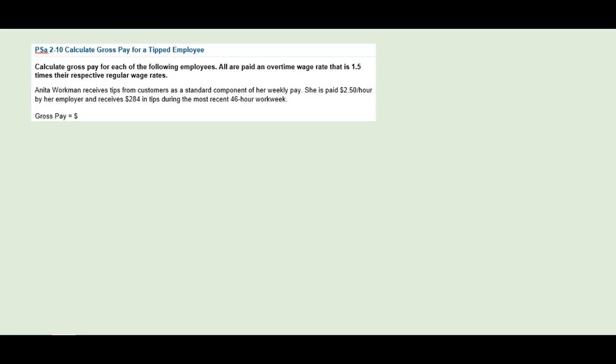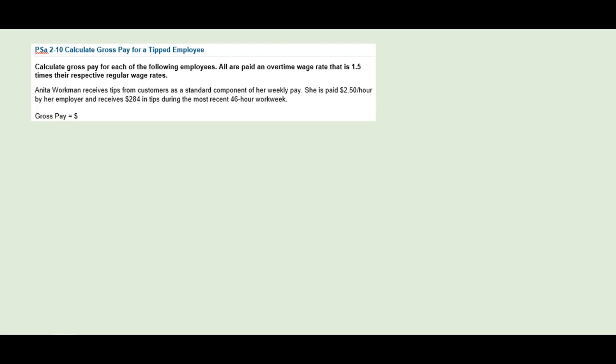This sample problem goes over how to calculate the gross pay for a tipped employee. Anita receives tips from customers as a standard component of her weekly pay. She is paid $2.50 per hour by her employer and receives $284 in tips during the most recent 46-hour work week. So we need to calculate the gross pay of Anita.